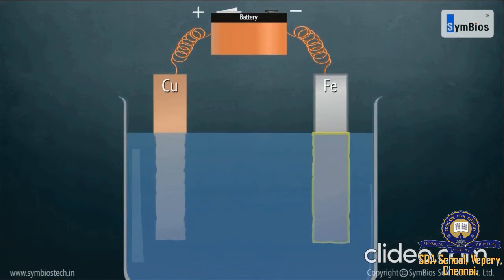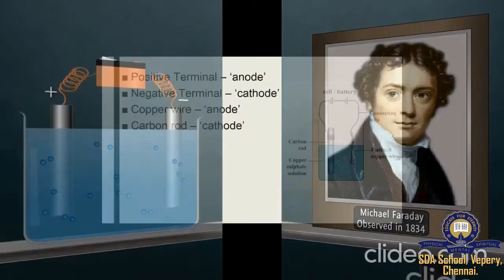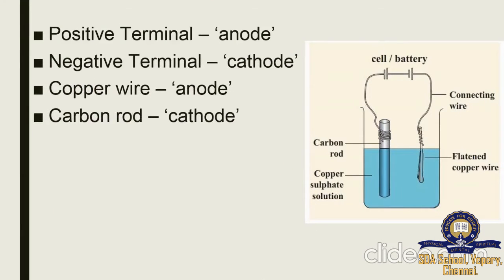So hope you understood what is electroplating, what is electrolysis, and so on. With this activity, what we inferred is that the positive terminal is said to be an anode. The negative terminal is said to be the cathode. Whereas in this activity, the copper wire is an anode, and the carbon rod is a cathode. Hope you're clear with it.